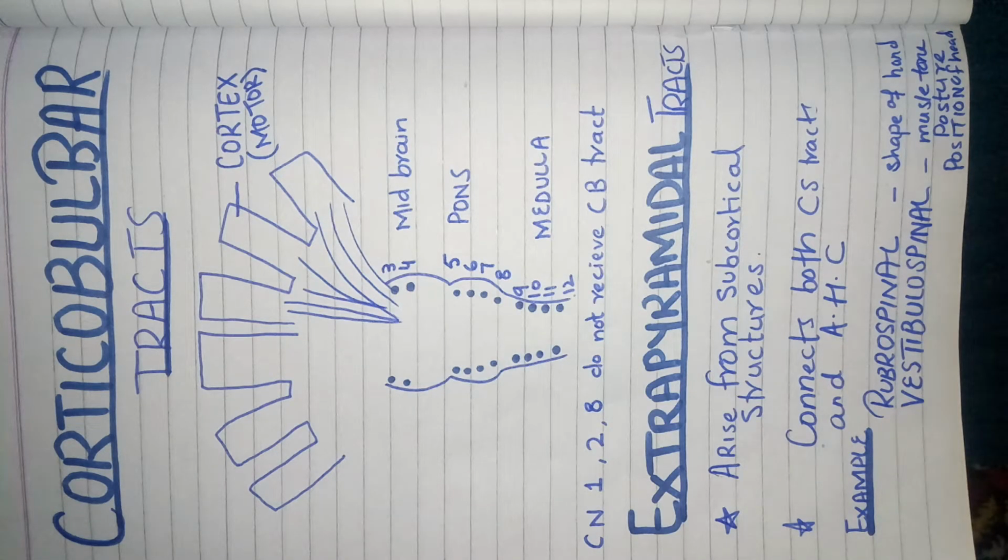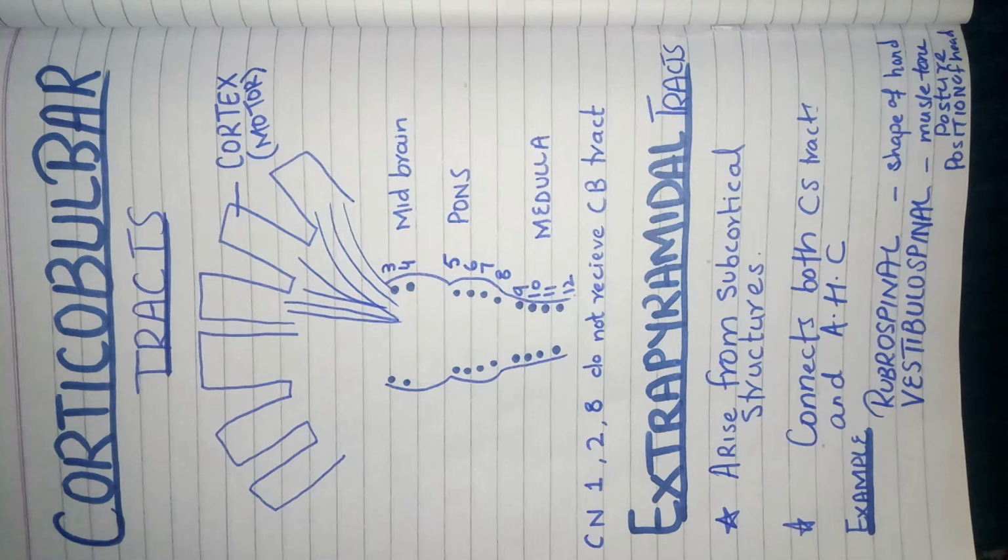Today, I'm going to discuss the second component of the pyramidal tracts, and that is the corticobulbar tracts. We've discussed the pyramidal tracts and the first component, the corticospinal tract, in our previous video. This is a continuation of the previous video. Now we will discuss corticobulbar tracts. So let's get started. Again, a brief description: pyramidal tracts are descending tracts. They are always motor tracts. So corticobulbar, being part of the pyramidal tract, is a motor tract.